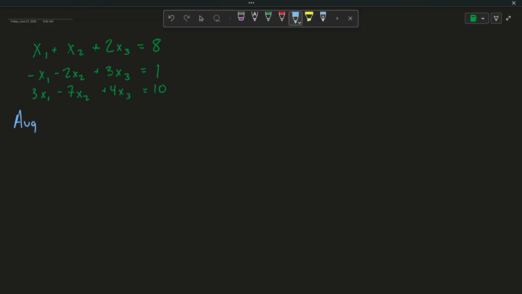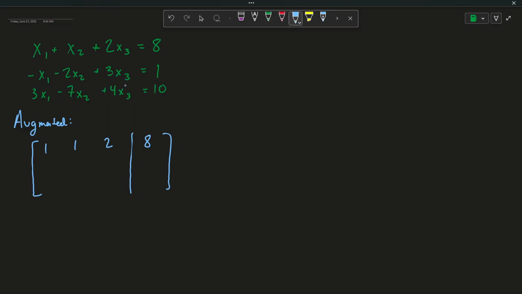So for our augmented matrix, we're just going to take the coefficients of each of these and stick them in one row for each of the equations. We'll draw a little line for the equal sign. So for that first row, we've got x1. It's got a secret 1 coefficient here. x2 is 1. x3 has a 2 coefficient. For our equal sign, we're going to draw this little vertical line. We put our constant term, 8, on the right-hand side.